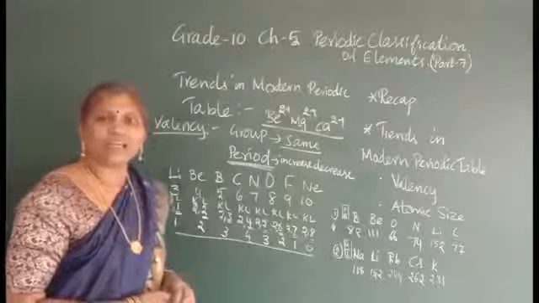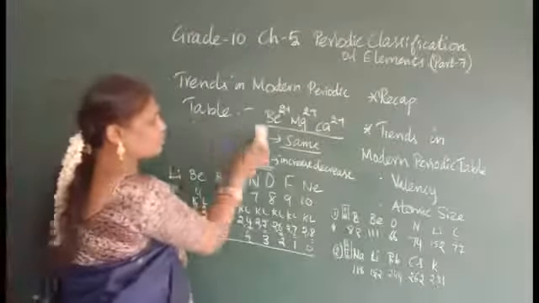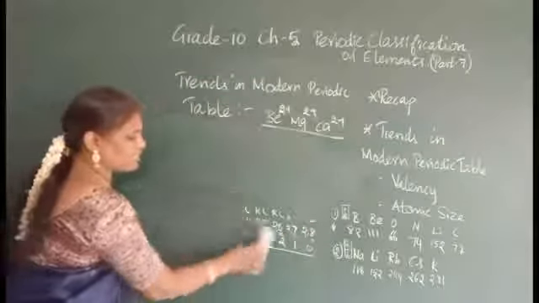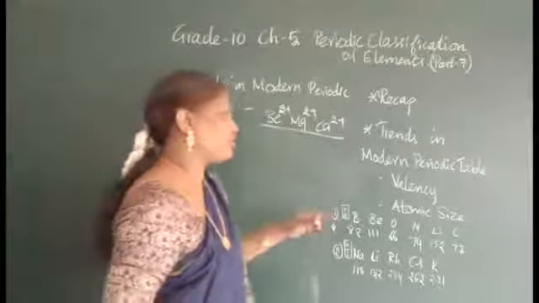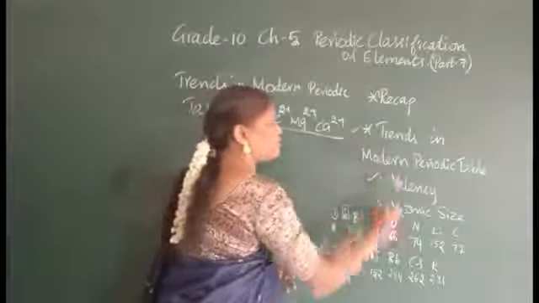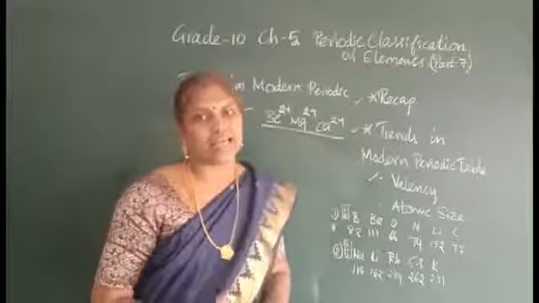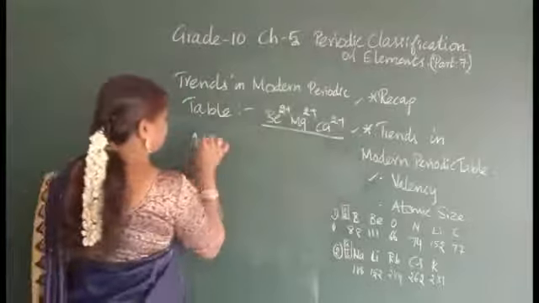Shall we go for the next? So what happens to the valency in a group? It will be the same. What happens to the valency in a period? It will increase, then it will decrease. That you should know. Okay, we have seen this. The next one is atomic size. First you should know what atomic size is.